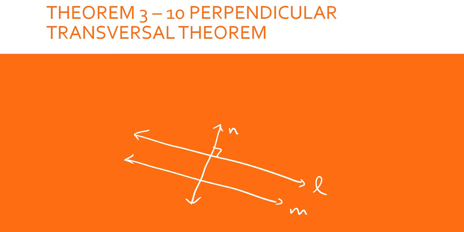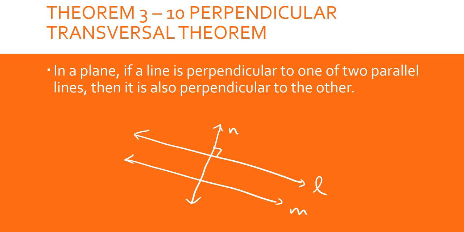Perpendicular transversal theorem. This one says, in a plane, if a line is perpendicular to one of two parallel lines, then it's also perpendicular to the other. Algebraically, if N is perpendicular to L and L is parallel to M, then N is perpendicular to M. And again, this is kind of the reverse of the one that we just talked about. So these are all pretty obvious relationships. So it's just a matter of remembering to use them when we have theorems, and we'll talk more about that in class.